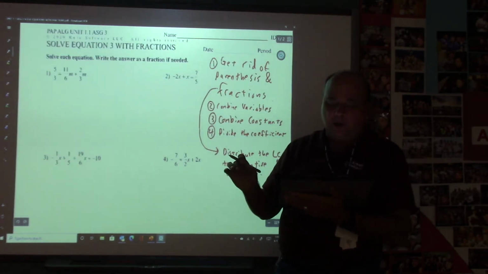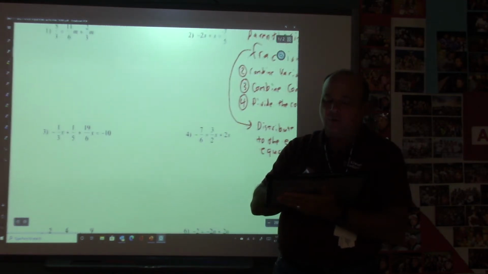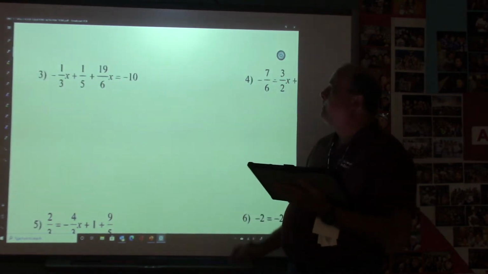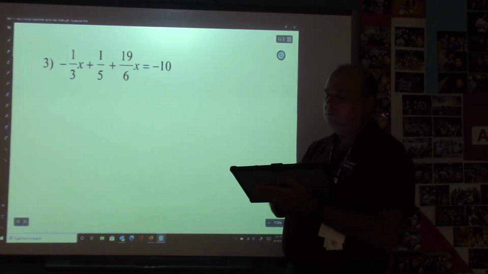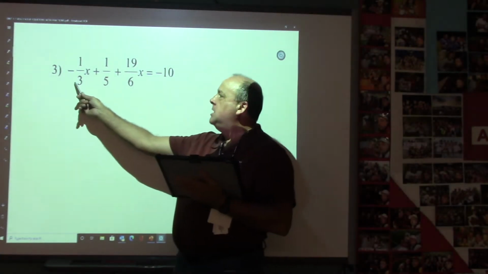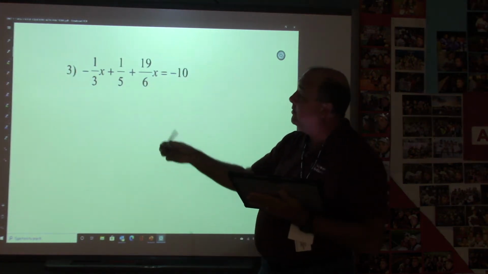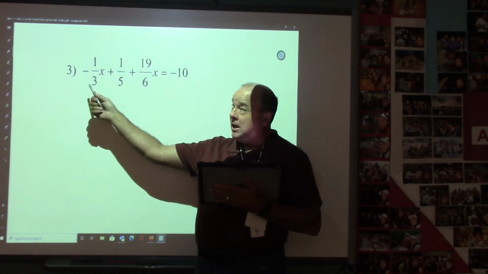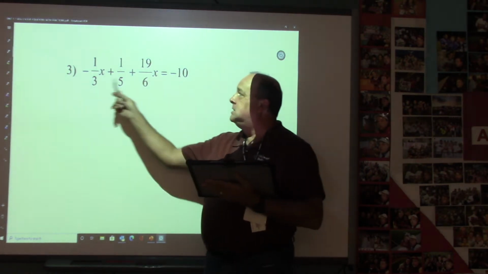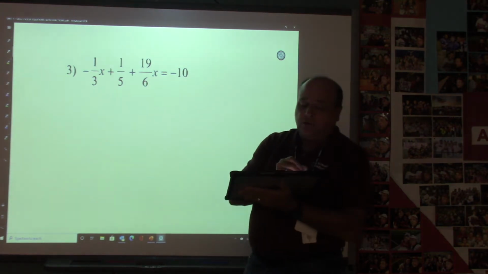The first one we're going to do is number 3. Number 1 and 2 are pretty simple. So let's go to number 3. Let me zoom in a little bit more. The first step we want to do is get the common denominator of 3, 5, and 6. If you don't know how to do that, hopefully you've clicked on this and figured out what the LCM is. What's the biggest denominator here? The largest denominator is 6. So we're going to start with a 6.